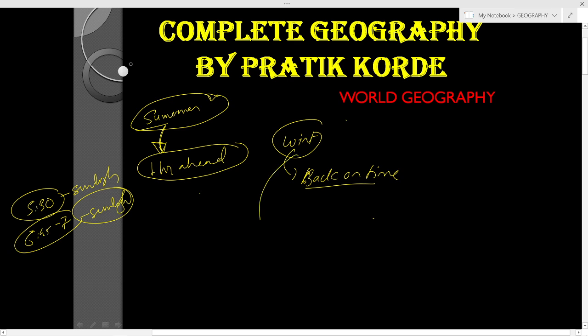But similar is not the case in winter. You'll find that even if it is 6:15 or 6:30, you'll find a little bit of darkness in the morning. Even around 6:30, you'll find darkness. So there is a basic difference, and this is the difference which is being capitalized in the concept of daylight saving.